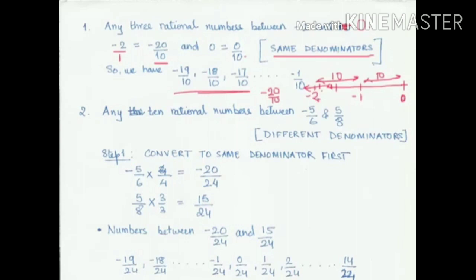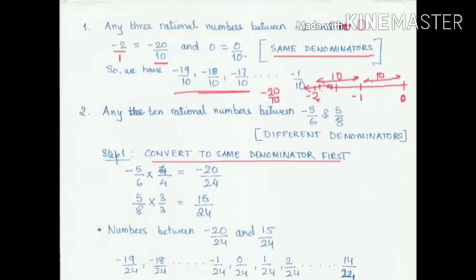Find out any 10 rational numbers between minus 5 by 6 and plus 5 by 8. This sounds interesting because the denominators are different for both the rational numbers. A very simple and straightforward way to work this out is to convert both of these numbers to the same denominator. That is the first and the crucial step to remember.